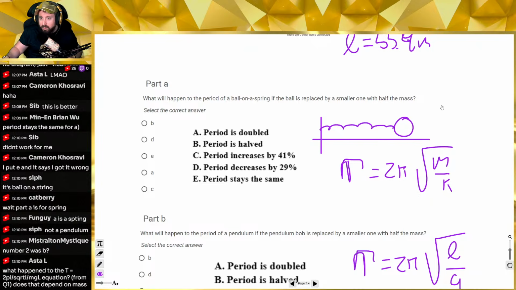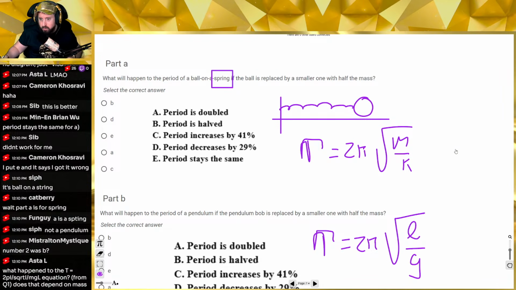Okay, so this one does depend on the mass. Sorry, I read this as pendulum, or I read this as ball on a string. It's ball on a spring. So in this case, period does depend on the mass. And so if the mass is halved, then this will go down by the square root of 1/2.